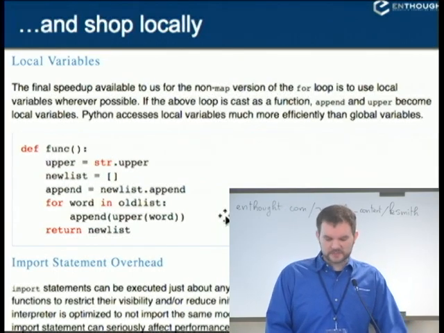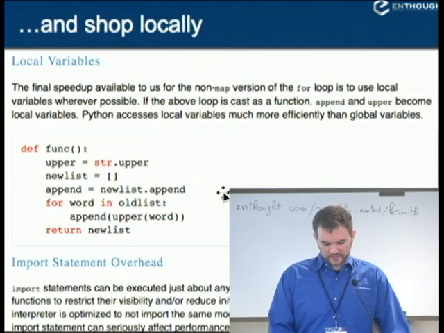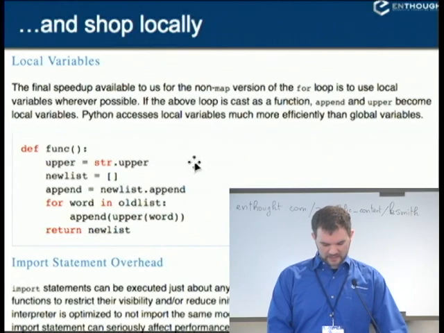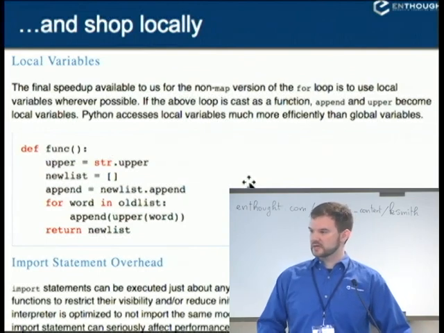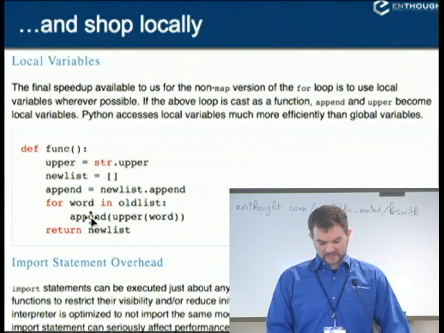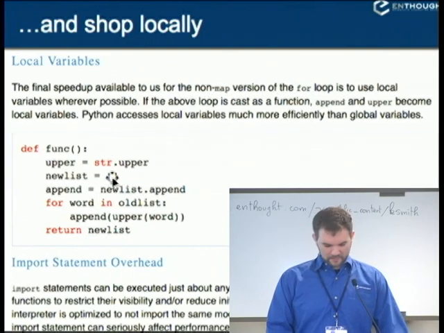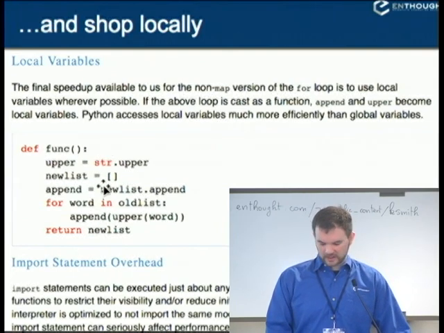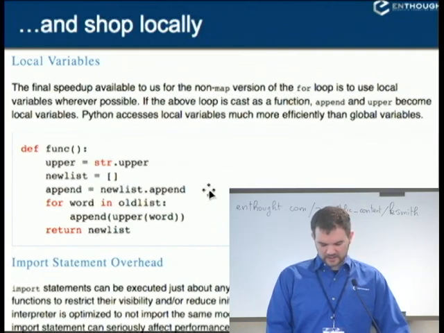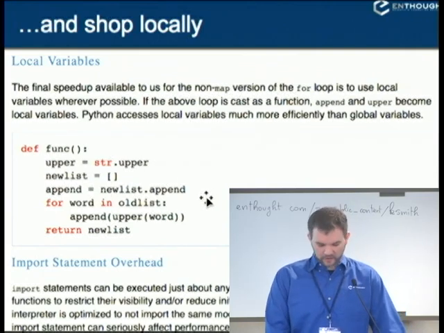Oftentimes what we want to do to get a little speed up is to intern your variables, to make all the loop variables local. And you do that by just creating a variable inside of your function body that refers to the things that you're using inside of your loop body. So that's what we did here. So your loop body is append upper word, and append and upper are the things that we saw in the previous slide, right? They're the local variables that are just referring to those callables.